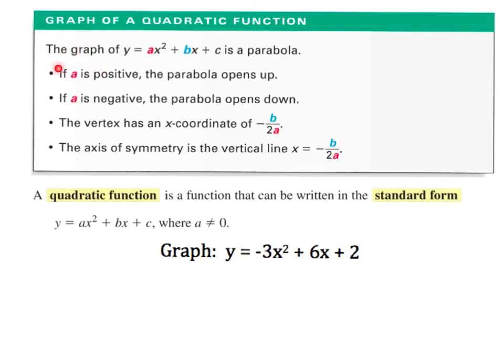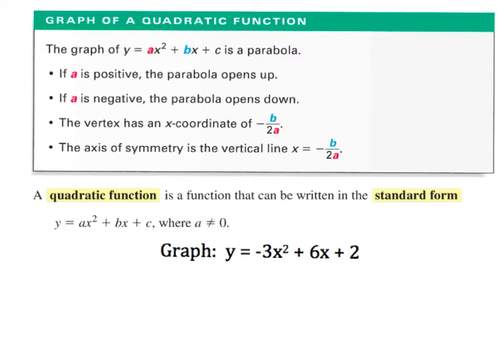If A is a value that's positive, the parabola will open up. If A is negative, the parabola is going to open down. Now, two pieces of information that you also need to copy down is that the x coordinate of the vertex is going to be calculated by taking the opposite of B over 2A. That is also the same equation for determining the line of symmetry.